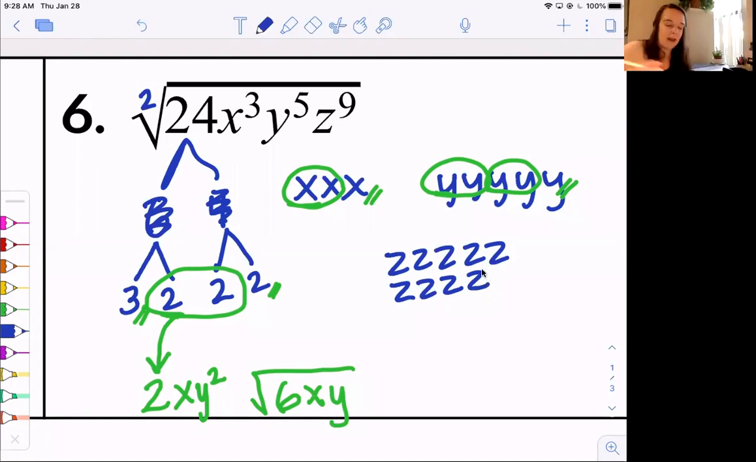Do I need to write them out every time so that I can circle how many groups I have? Is there a way I could do it in my head, like if I have 9 Z's, how many groups of Z's do I have?